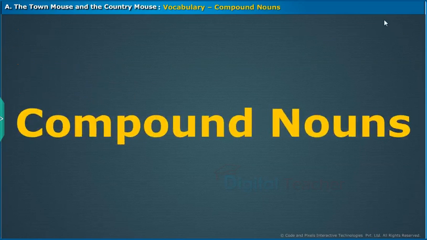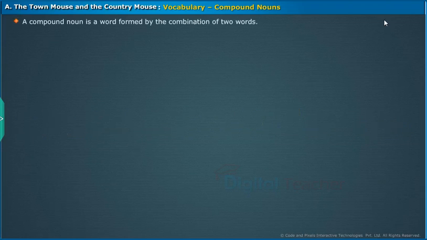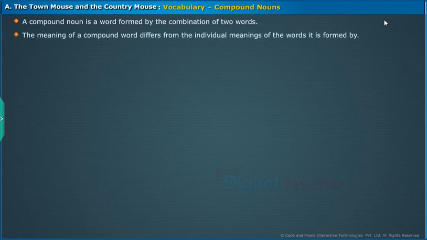Compound nouns. In this section, we will learn about compound nouns. A compound noun is a word formed by the combination of two words. The meaning of a compound word differs from the individual meanings of the words it is formed by.